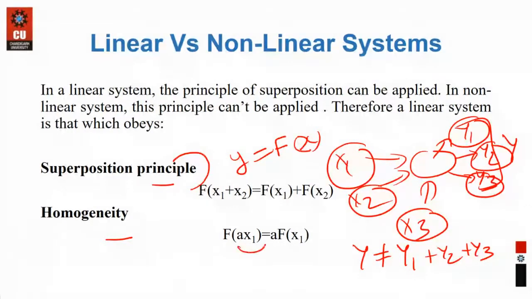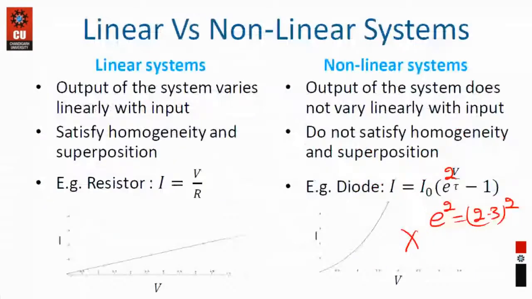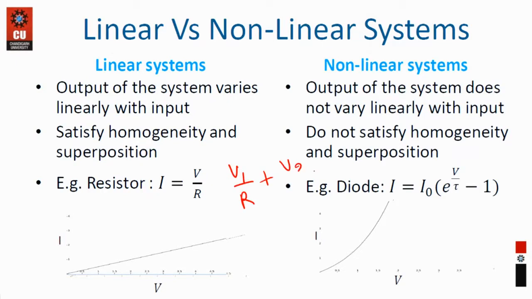Similarly, multiplying a constant with the input will not affect the performance. It is homogeneity. If you look at this example, let's say I have output as V1 upon R for the first input and for the second input, V2 upon R.